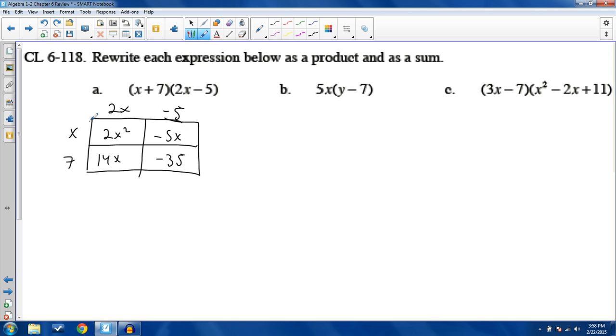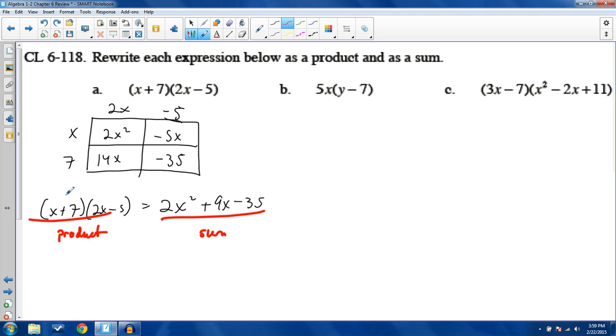The product is the outside, guys, though. This is the height and this is the base. When you multiply those together, this is the product, x plus 7 times 2x minus 5. The sum is adding these together. I have 2x squared. Remember, this is the area. It's the area of this, the area of that, this and that. 2x squared. 14x minus 5x is 9x, so I get plus 9x minus 35. This is my product. This is my sum. Product is also dimensions. Sum is your area.